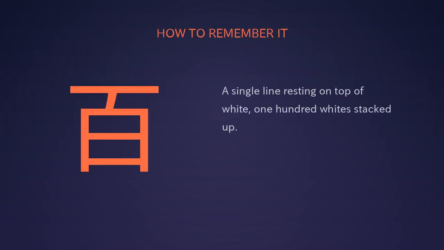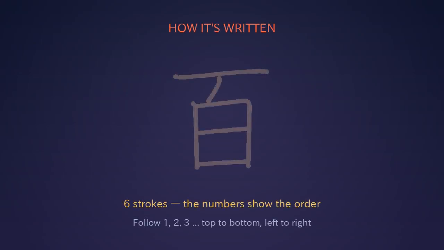A single line resting on top of white, 100 whites stacked up. Now let's write it. 6 strokes. Follow the numbers on screen in order, slowly.